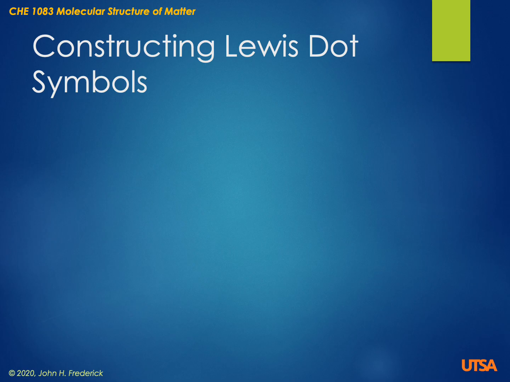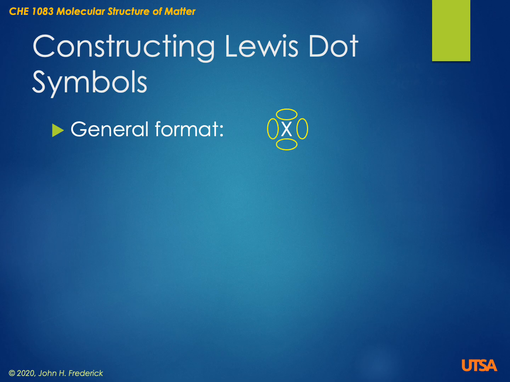All right, so let's see how we would construct these. Some general rules. Let's say that X is the chemical symbol of our atom that we want to draw a Lewis symbol for. We're going to imagine that there are 4 quadrants, each represented by those yellow ovals around the X. Each one of those can hold 2 electrons. Now it turns out they're representative of orbitals for electrons around an atom, and each orbital can only hold 2 electrons. But in any case, in the case of Lewis symbols, we can only put 2 in each of those quadrants.